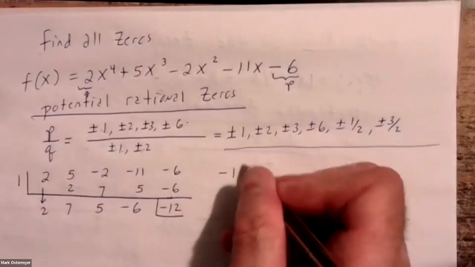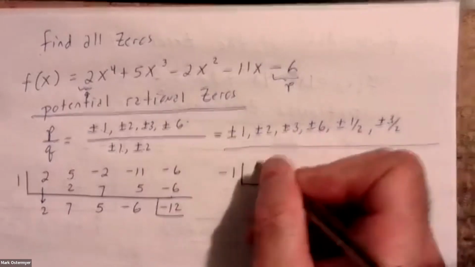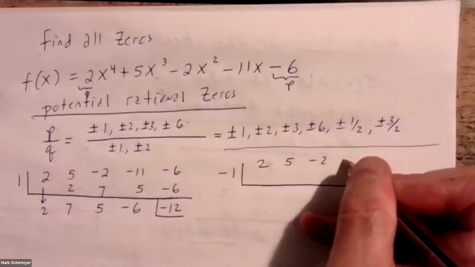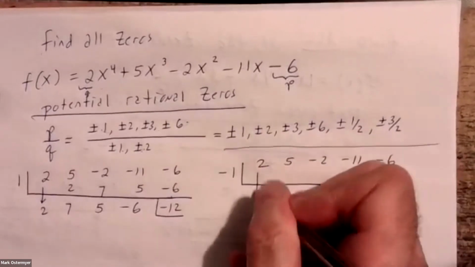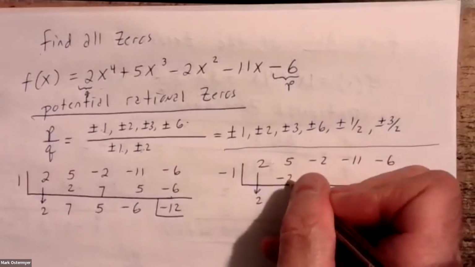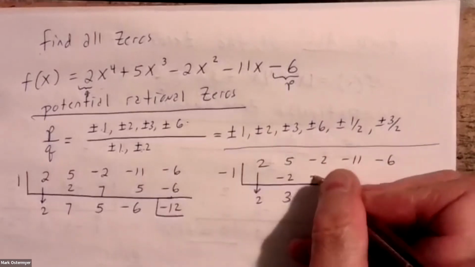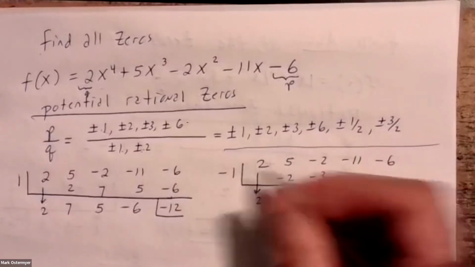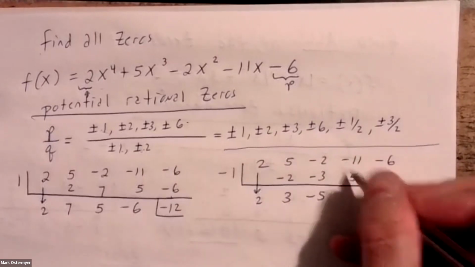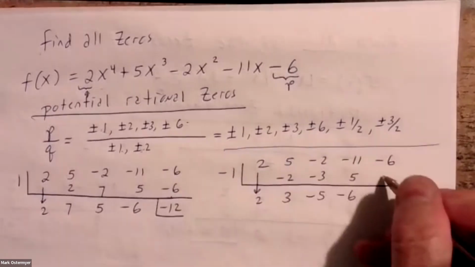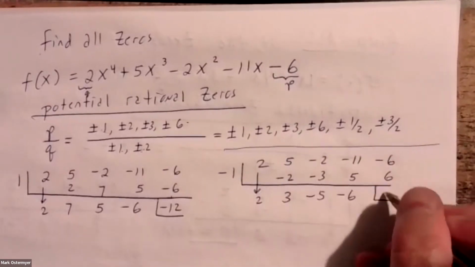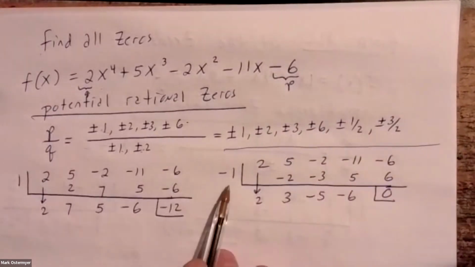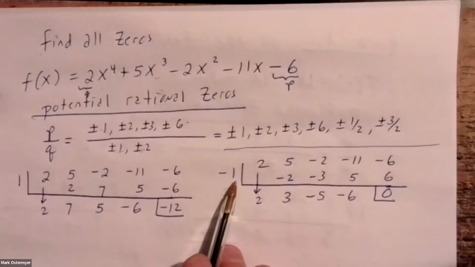Let's try -1. Multiply, bring up, add, multiply, bring up, add, multiply, bring up, add, multiply, bring up. Hey, we found one. Okay, so therefore -1 is a 0. All right, so -1 is a 0.